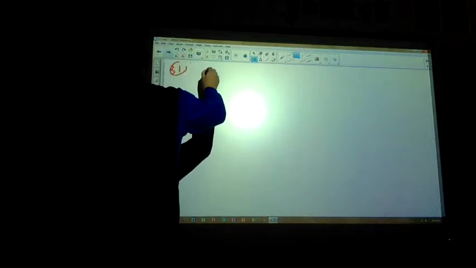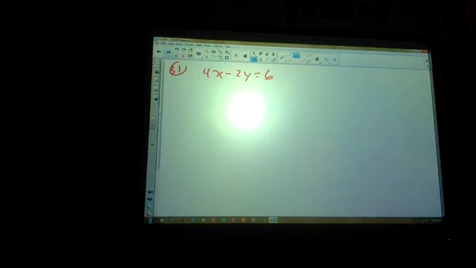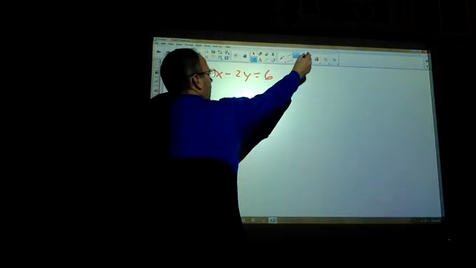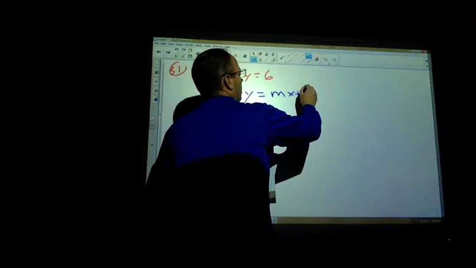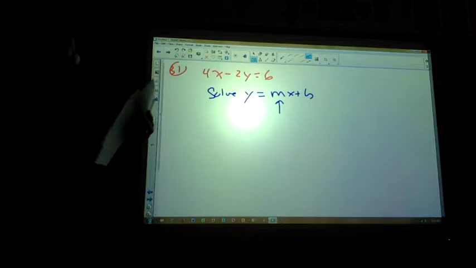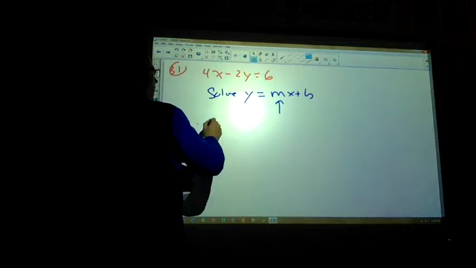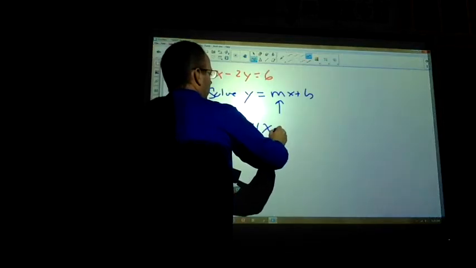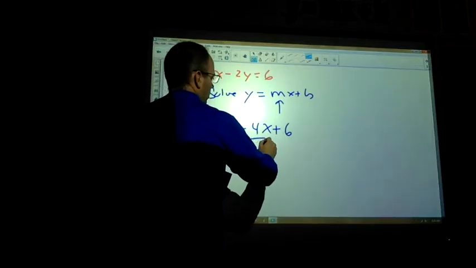Problem 31. We have 4x minus 2y is equal to 6. Give the slope of the line perpendicular. So I have to solve for y, because if you make it look like this, this will give you the slope, and then for a perpendicular line, you know the slope is the negative reciprocal, or the opposite reciprocal. So if I start solving that, I get negative 2y is equal to negative 4x plus 6. The reason I got that is I subtracted 4x from both sides. Then I'm going to divide everything by negative 2.